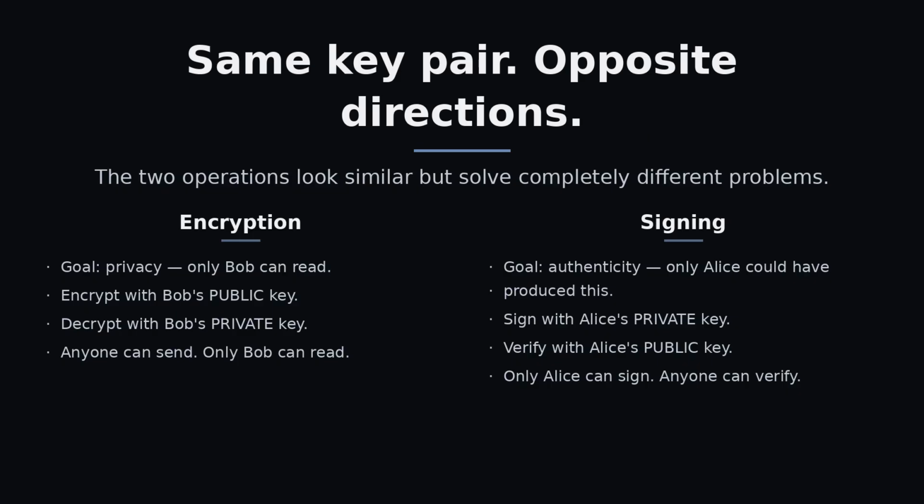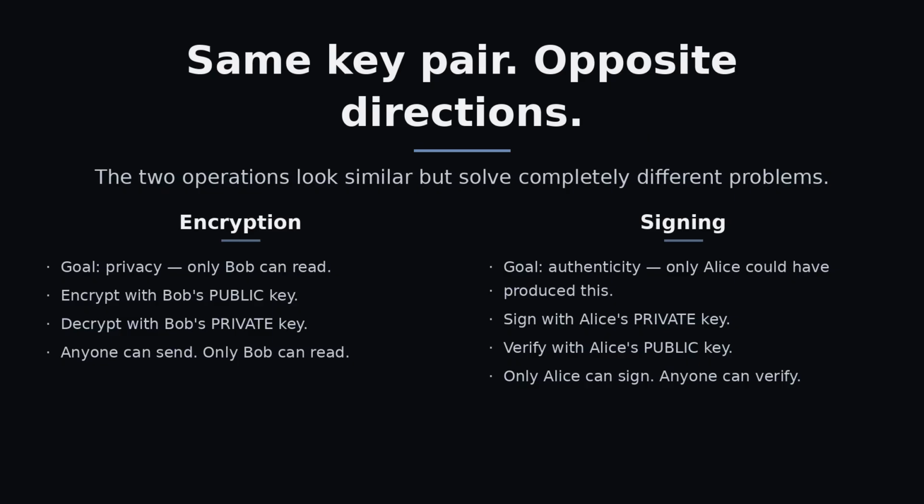Encryption and signing both use a public-private key pair, but they go in opposite directions. To send something private to Bob, you encrypt with Bob's public key, and only Bob can decrypt it with his private key. To prove you wrote something, you sign with your own private key, and anyone can verify with your public key. The keys aren't the same in those 2 scenarios.